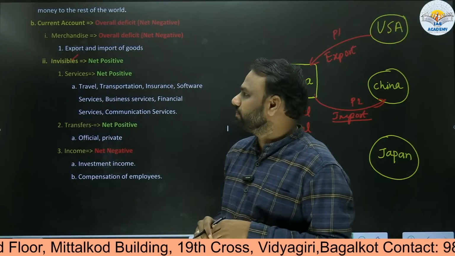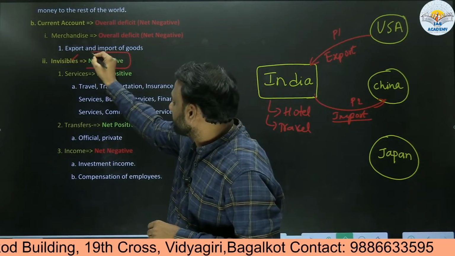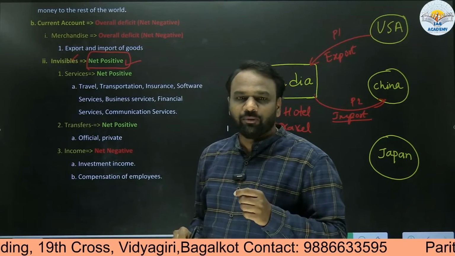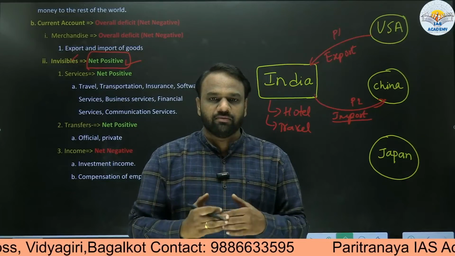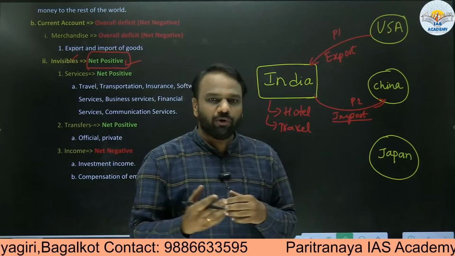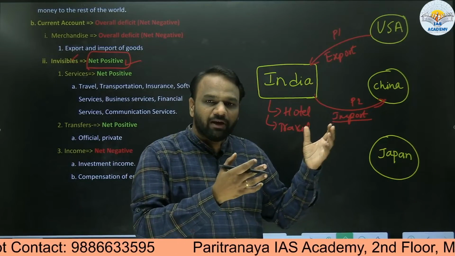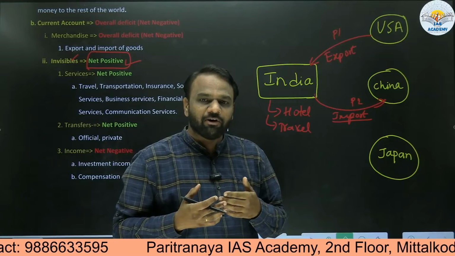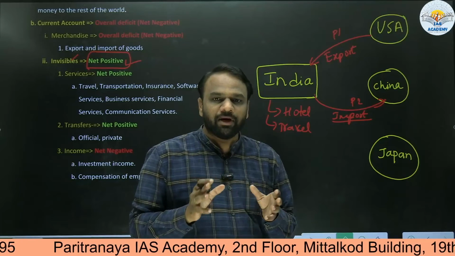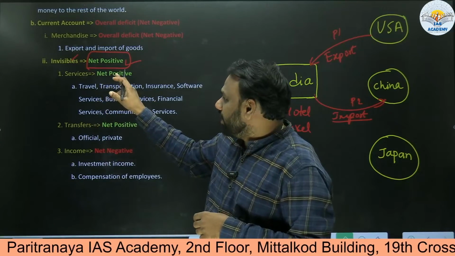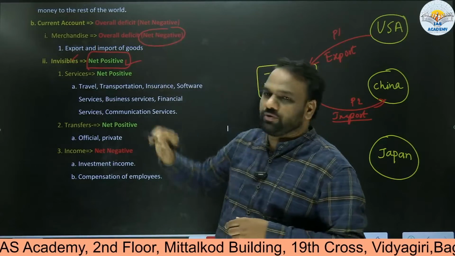The first thing that we need to remember here is it is net positive. What is that net positive? When it comes to invisibles, we earn more and lose less. With the help of an example, we can imagine that more number of people visit India for tourism and lesser number of people from India go to other countries for tourism related things. In this fashion we can remember it easily. So here net invisibles is positive, whereas net merchandise is negative. Important points to note.